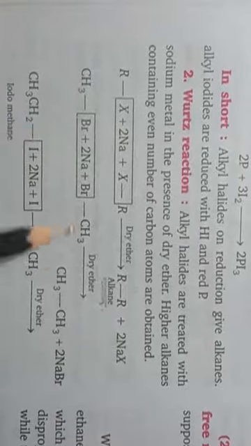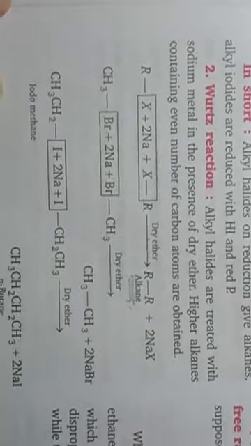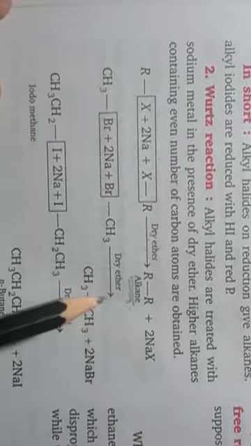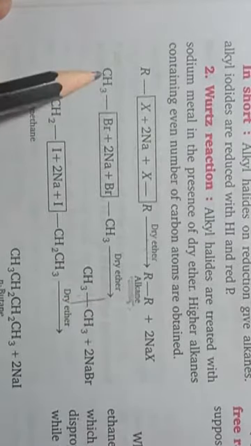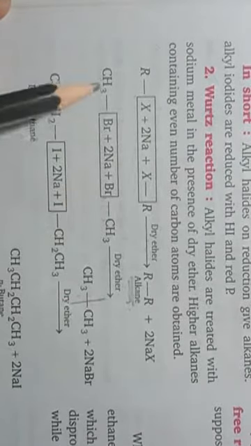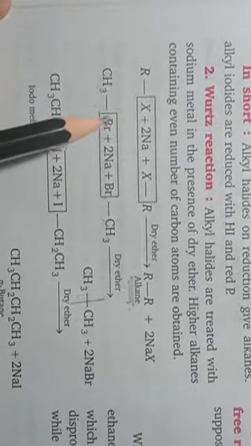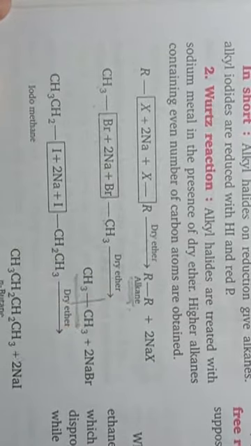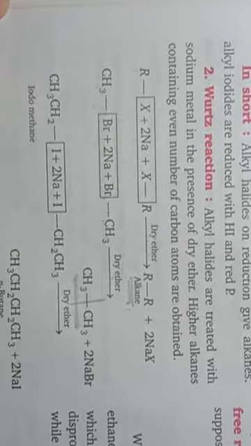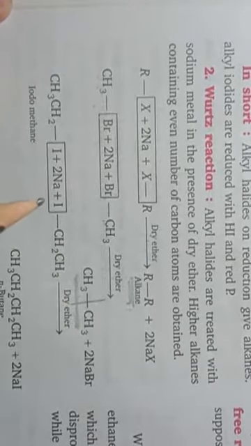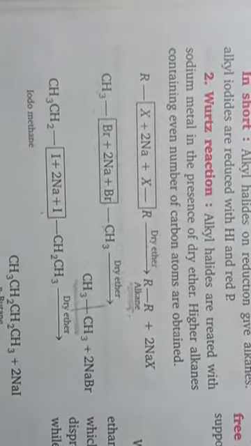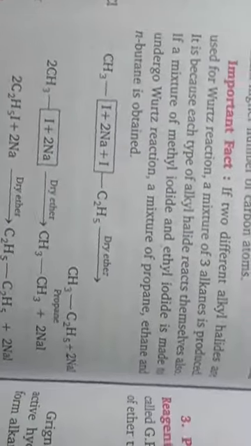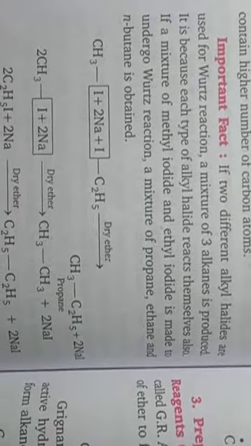Okay, so if you want to prepare ethane, then you will take 2 molecules of methyl halide. Here methyl bromide is taken, and these are reacted with sodium in the presence of dry ether, then ethane is obtained. Okay students, so it is the drawback, or you can say limitation, of Wood's reaction that we cannot prepare unsymmetrical alkane with the help of this reaction.